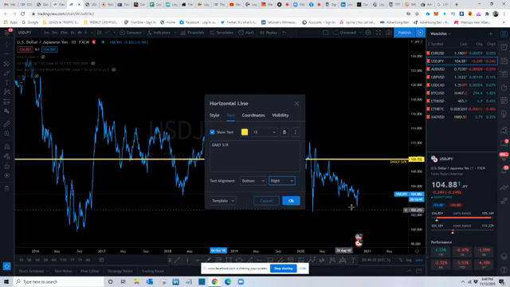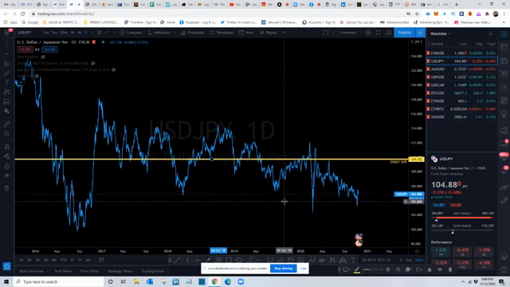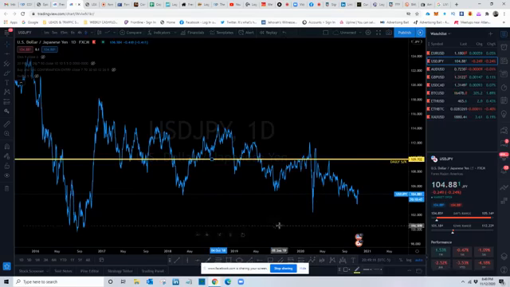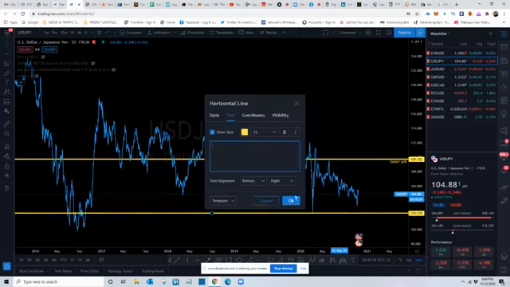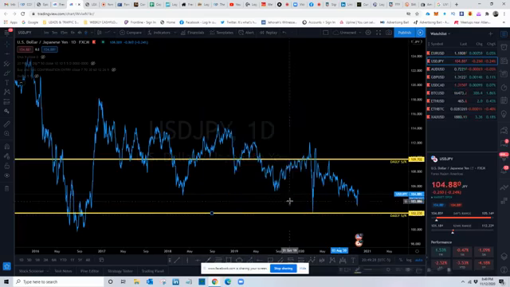I'm going to mark up these daily lines so that we understand exactly what price is telling us on the daily time frame. So when we look at this price here, what exactly is price telling us?